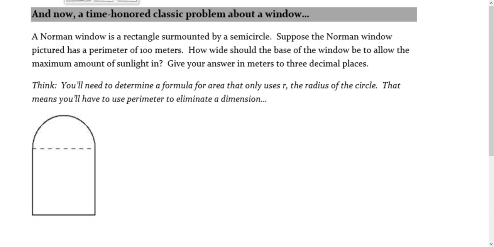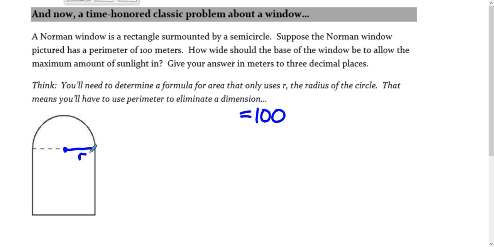Let's take a look. What do we know? We know that the perimeter is 100 meters. Well, what's 100 meters? This, this, this, this, add up to 100.